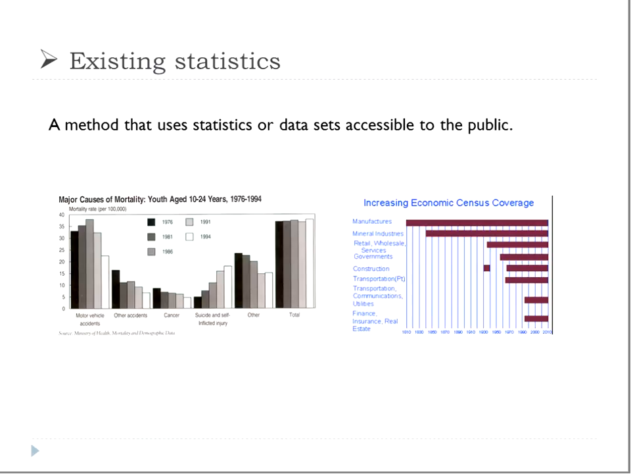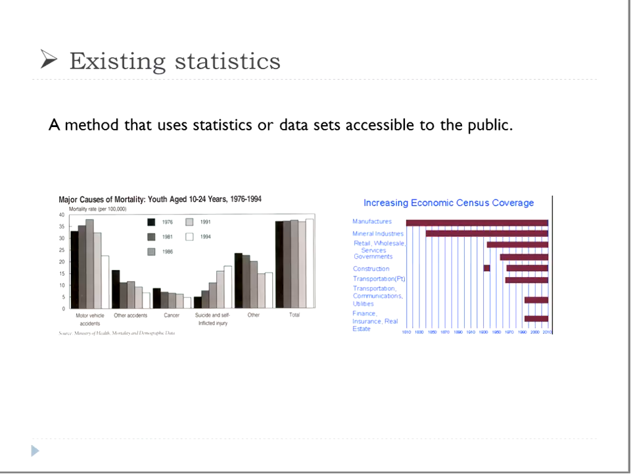Somewhat similar to transaction log analysis because it has some overlap of data you can use, is this category that your textbook author calls existing statistics. It's a method that uses statistics or data sets that are readily accessible to the public. Many times these are free, sometimes you can download them from the internet.